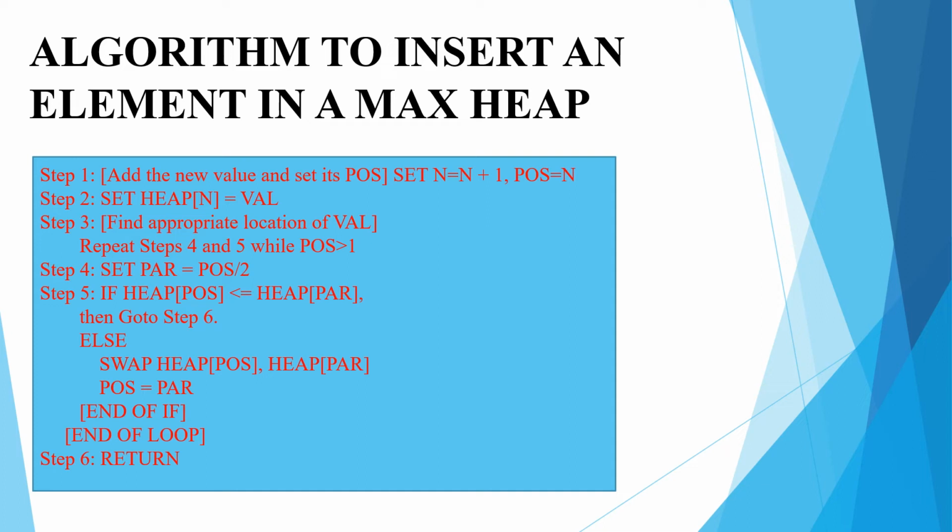According to the algorithm, we assume that H with n elements is stored in array heap. VAL, or val, has to be inserted in the heap. POS stands for position. PAR stands for the location of the parent of val. Note that this algorithm inserts a single value in the heap. So the complexity of this algorithm is big O log n. This is because a binary heap has big O log n length.